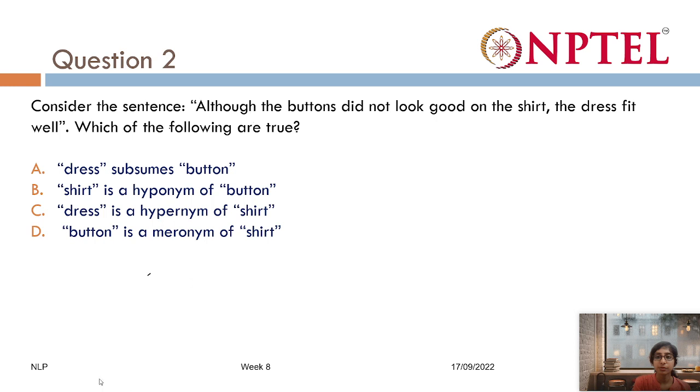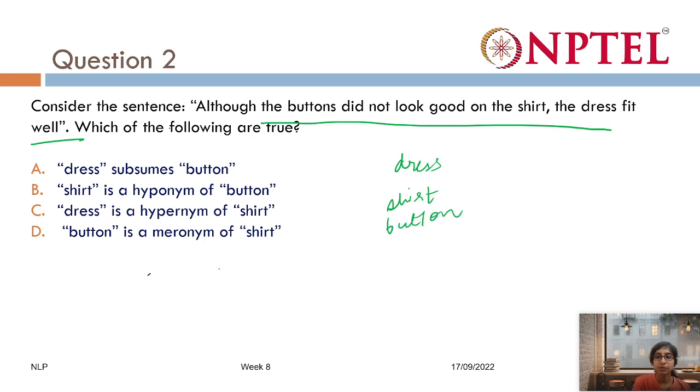Then let us see the next question. Here the sentence is given like, although the buttons did not look good on the shirt, the dress fits well. And here we are to tell what is the relation between these words: dress, shirt, and button. They give the options in terms of hyponym, hypernym, and meronym. So please attempt this question and put your answers in the chat box. We'll discuss in 2 minutes.